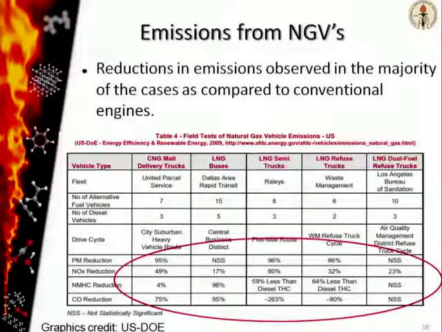I also have in this chart over here some results from field tests done on natural gas vehicle emissions by the Department of Energy, which tried to monitor the amount of emissions from vehicles which are converted from diesel to operate on natural gas, and which are used in different fleet applications such as delivery trucks, LNG buses, refuse trucks, etc. What they found is that across the board, you could obtain a reduction in the emissions for particulate matter, NOx, and carbon monoxide by switching over from diesel to natural gas.